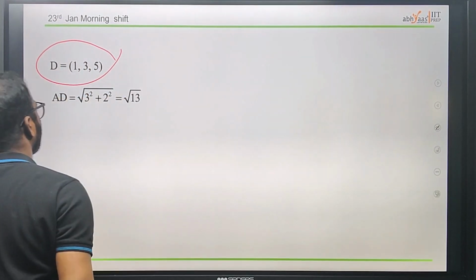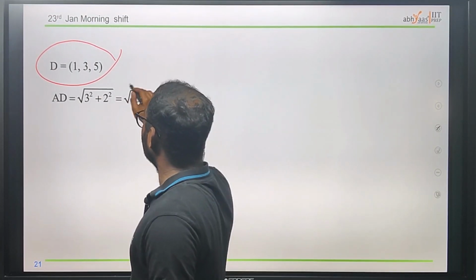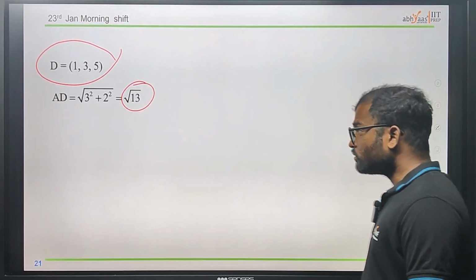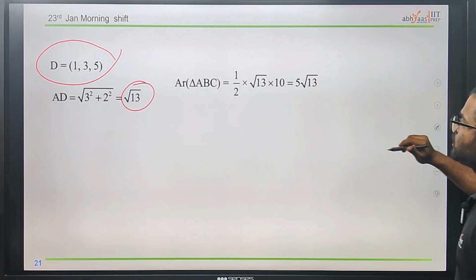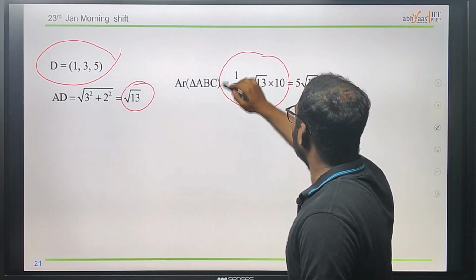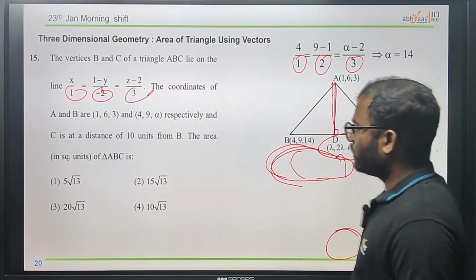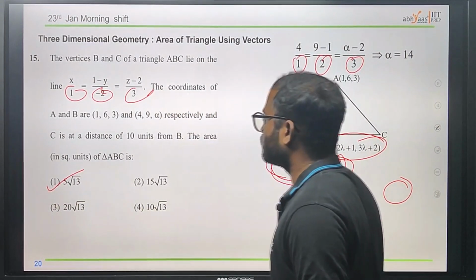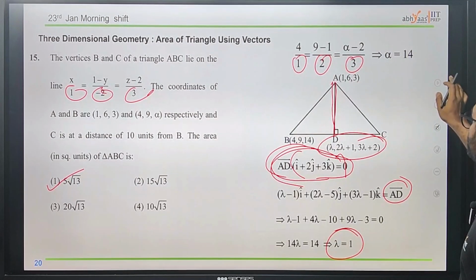Now we got the point D, therefore the distance between A and D, the magnitude of those, will be root 13. Now we got the base and height. Just substitute in the area of the triangle formula, and we will get 5 root 3 as the answer. Option 1 is the correct answer. Okay, I hope you understood.